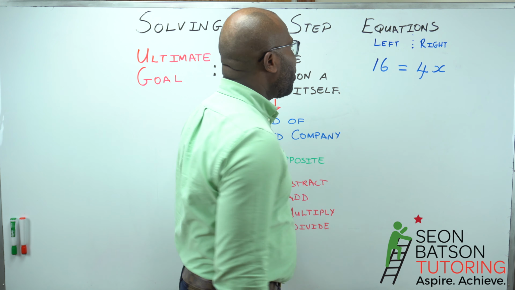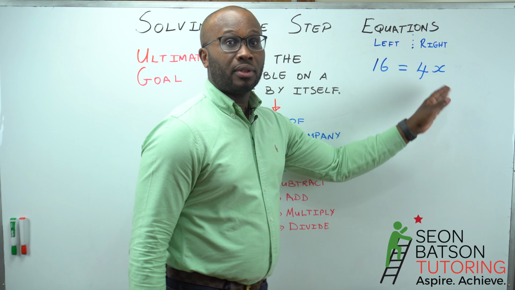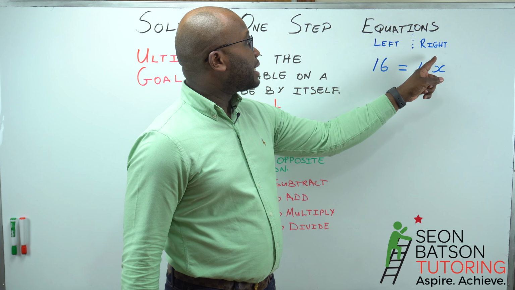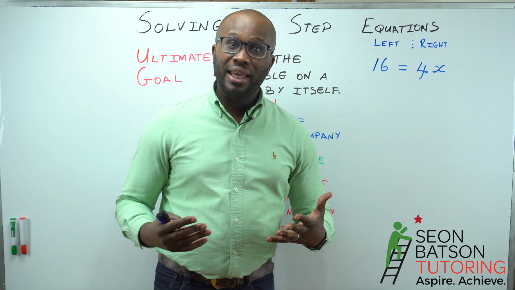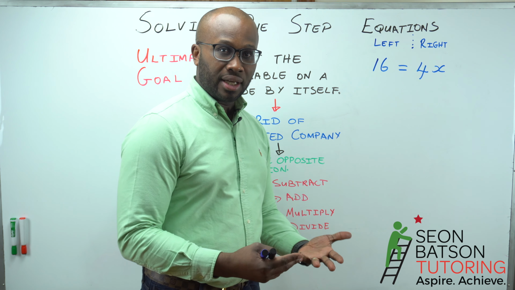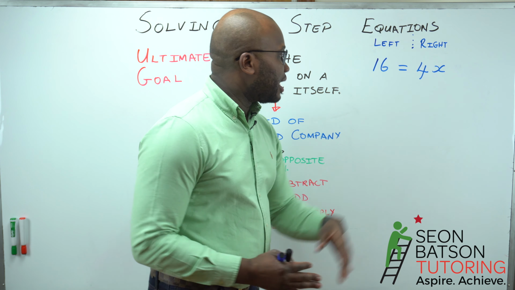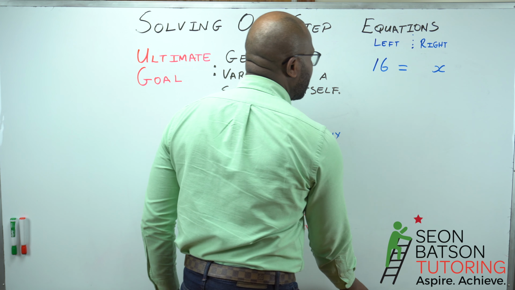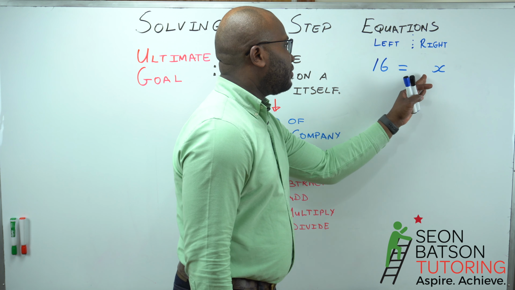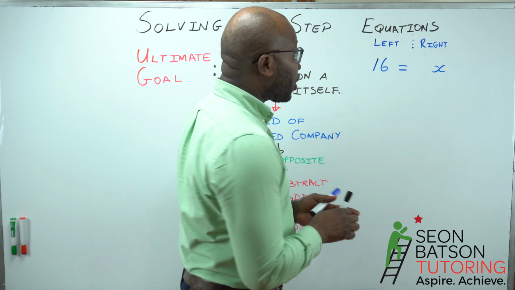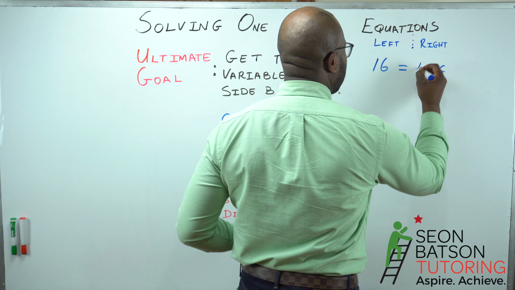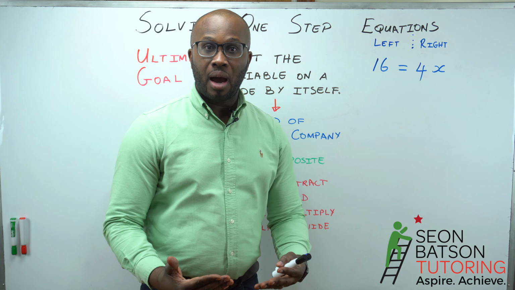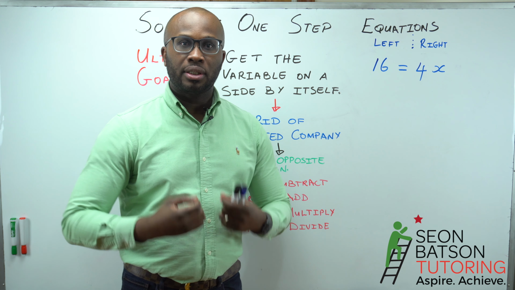In this example, we have to solve for x. Our ultimate goal will be to get x by itself. X is on the right side, so we have to get x by itself on the right side. To get x by itself, we have to get rid of this 4. See that? The 4 is the unwanted company here. If I get rid of the 4, the x is by itself. The question is, how do I get rid of the 4? Well, we always use the opposite operation to get rid of the unwanted company.